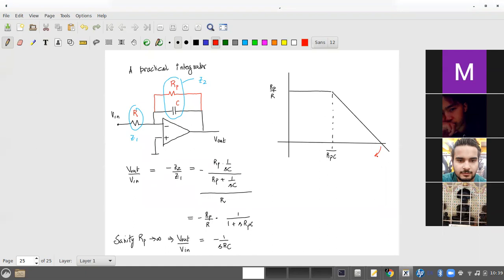N by RPC. 1 by? Sorry? I can't hear. So 10 by RPC. 10? No. 100 by RPC. No, it cannot be any number. This is 1, keep in mind. Okay, let us look at that carefully.